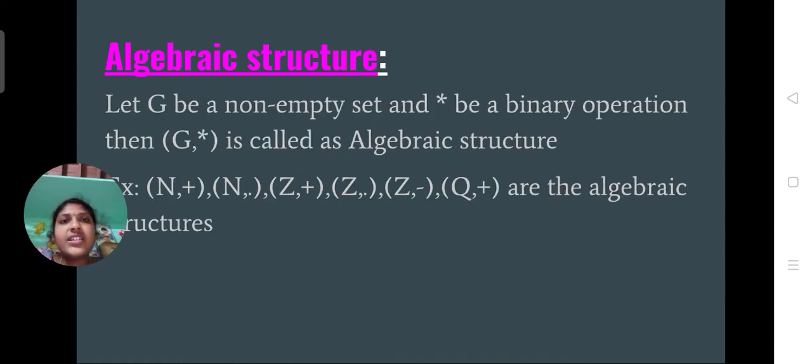And next, algebraic structure. For this we have to take any non-empty set. So let G be a non-empty set and star be a binary operation. Then G comma star is called an algebraic structure. For example, N comma plus, N comma dot, Z comma plus, Z comma dot. These are all algebraic structures.